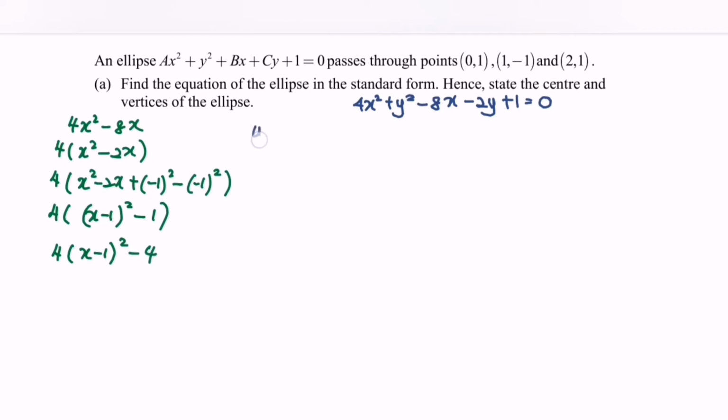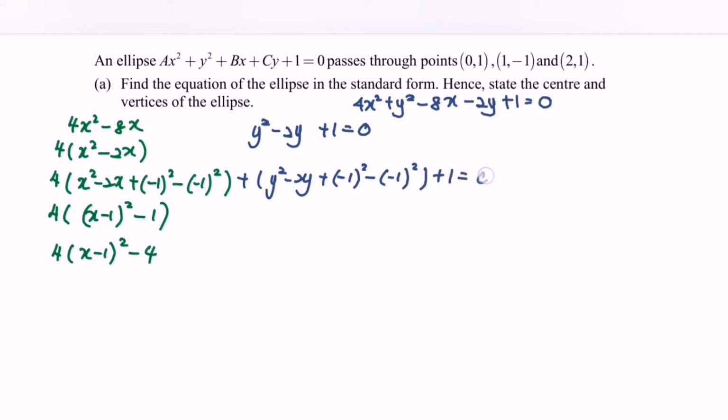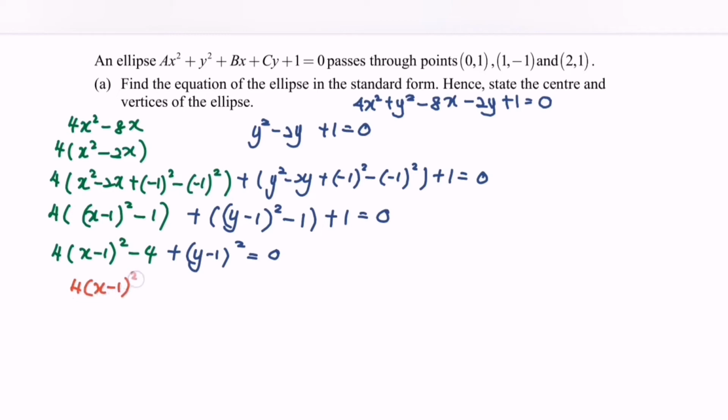Focus on the y part. So y squared minus 2y plus 1 equals to 0. Kindly complete the square. Plus (y squared minus 2y plus (negative 1) squared minus (negative 1) squared) plus 1 equals to 0. Simplify. Plus (y minus 1) squared minus 1 plus 1 equals to 0. So plus we have (y minus 1) squared equals to 0. Rewrite the equation. So we have 4 multiplied with (x minus 1) squared plus (y minus 1) squared equals to 4.